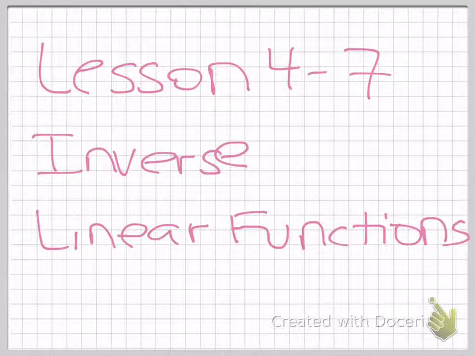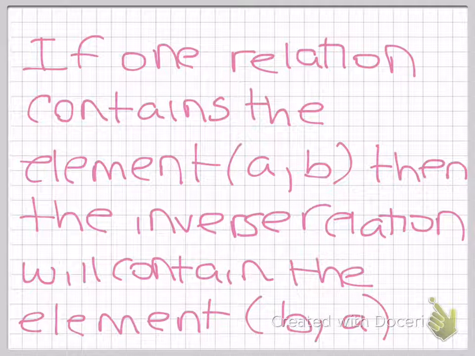Today we're looking at lesson 4.7, which is inverse linear functions. If one relation contains the element (a, b), then the inverse relation will contain the element (b, a). So as you can see, if you're trying to find the inverse of a relation, which is a set of ordered pairs, you would just switch the x coordinate with the y coordinate.